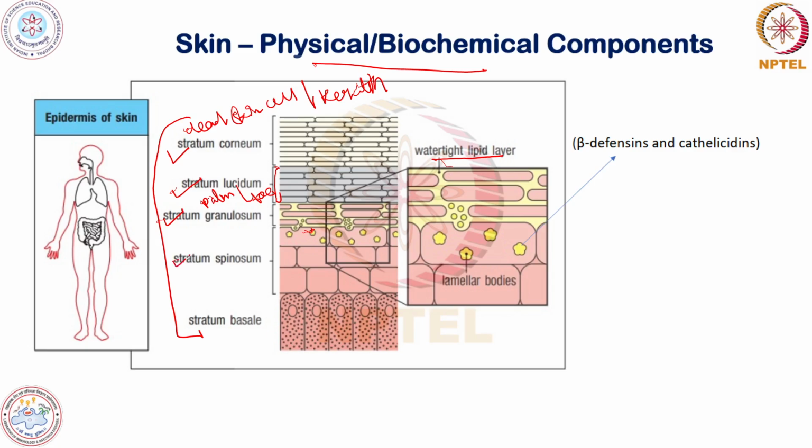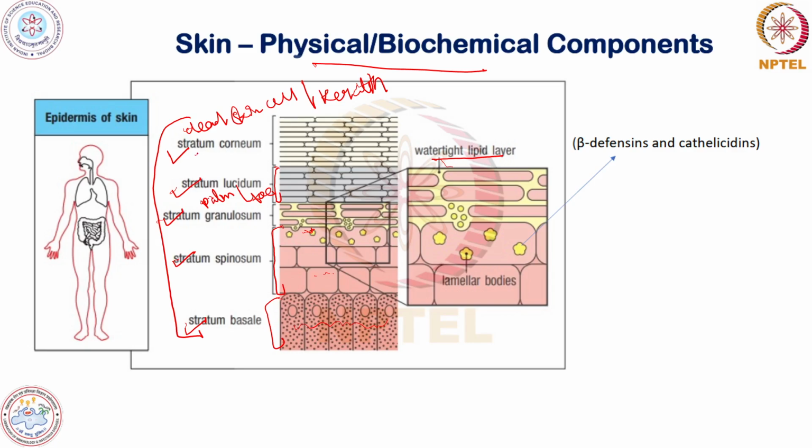The fourth layer down is the stratum spinosum. It provides structural strength and also contains some of the immune cells. The last, lowest layer is the stratum basale, which is the deepest layer, where new skin cells are formed. So, these are the layers of the skin.